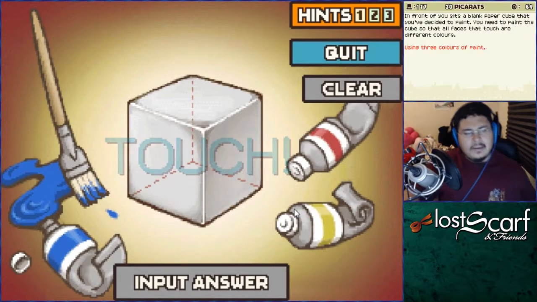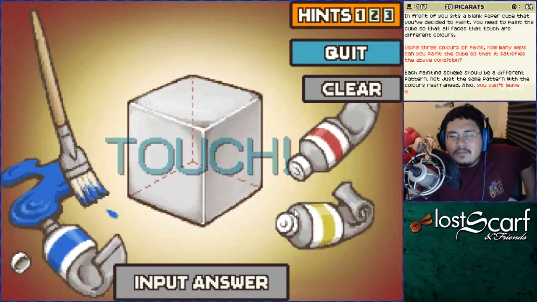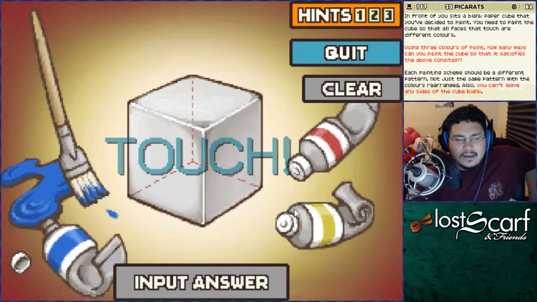Painting a cube. Another one? In front of you sits a blank paper cube that you've decided to paint. You need to paint the cube so that all faces that touch are different colors. Using 3 different colors of paint, how many ways can you paint the cube so that it satisfies the above condition? Each painting scheme should be a different pattern, not just the same pattern with its colors rearranged. Also, you can't leave any sides of the cube blank.